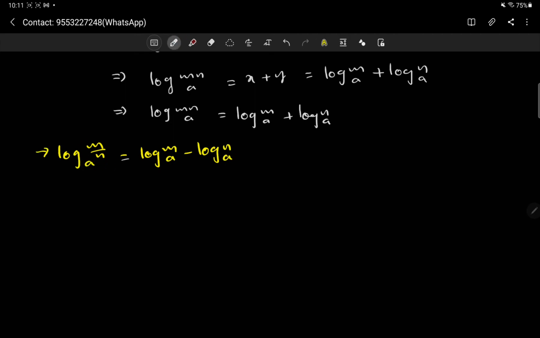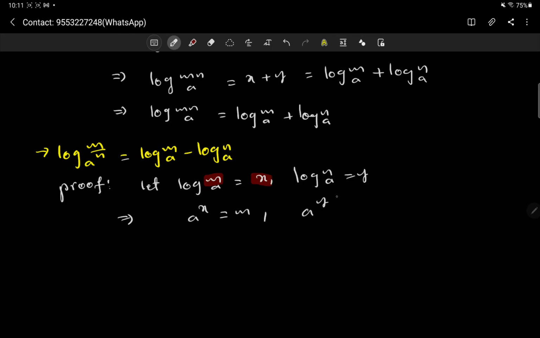So we need to prove it. See proof for this. Anyway, to get it, I am going to take log m base a is equal to x, comma, log n base a is equal to y. From these two equations, on removing log or on taking log, these two numbers will interchange. In that way, we need to remember, so that a power x is equal to m, and a power y is equal to n.